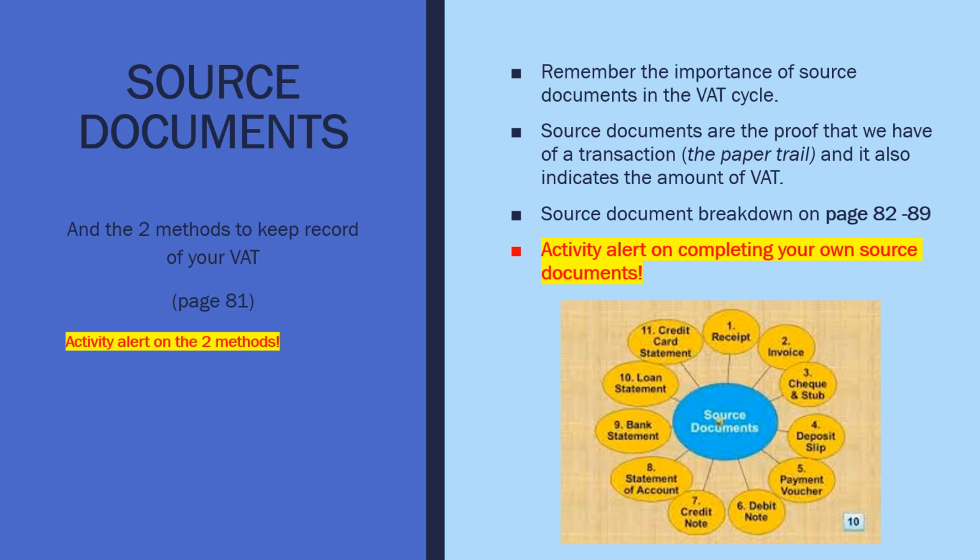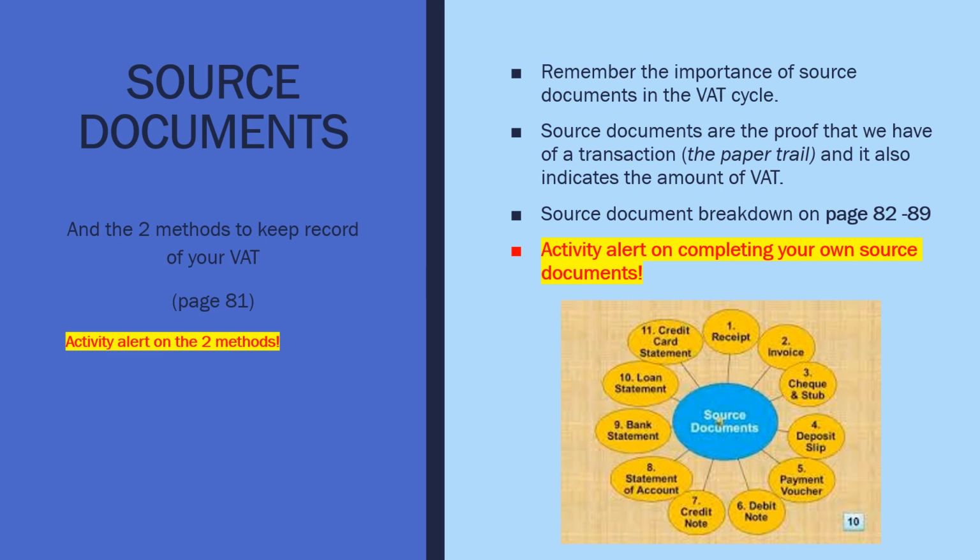But different source documents are used for different transactions. So we get our own source documents for transactions. Invoices, for example, aren't used for everything. Proof of payments aren't used for everything. It depends what your transaction is. But yes, your source document is the paper trail of what happened.